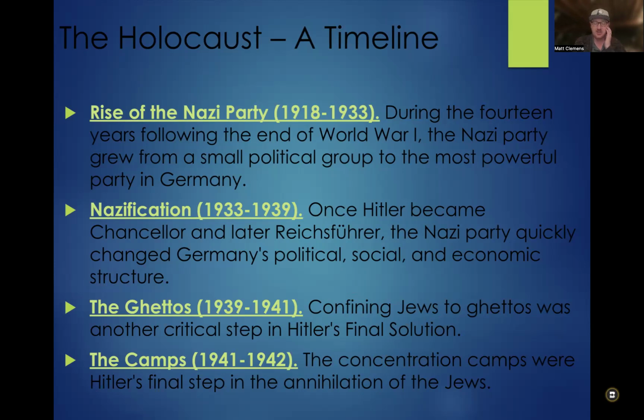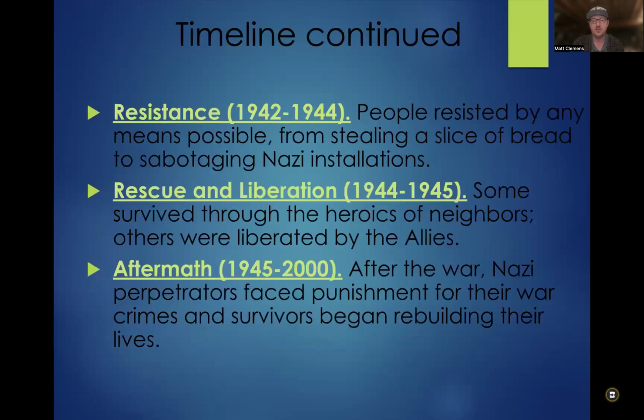And so there were ghettos, and this is where the Jews in Germany were confined to live. This was another critical step in what Hitler called the final solution, which included getting rid of all the Jews. He started concentration camps, which were basically the final step in the annihilation of the Jewish people in Germany and the collaborative countries. There was some resistance. For a few years, people resisted by any means possible, from stealing a slice of bread to sabotaging Nazi installations.